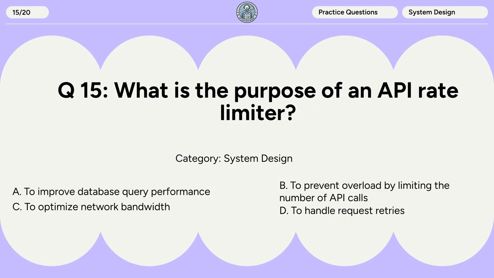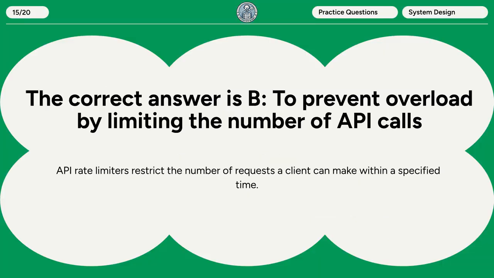Question 15. What is the purpose of an API rate limiter? A. To improve database query performance. B. To prevent overload by limiting the number of API calls. C. To optimize network bandwidth. D. To handle request retries. The correct answer is B. To prevent overload by limiting the number of API calls. API rate limiters restrict the number of requests a client can make within a specified time.